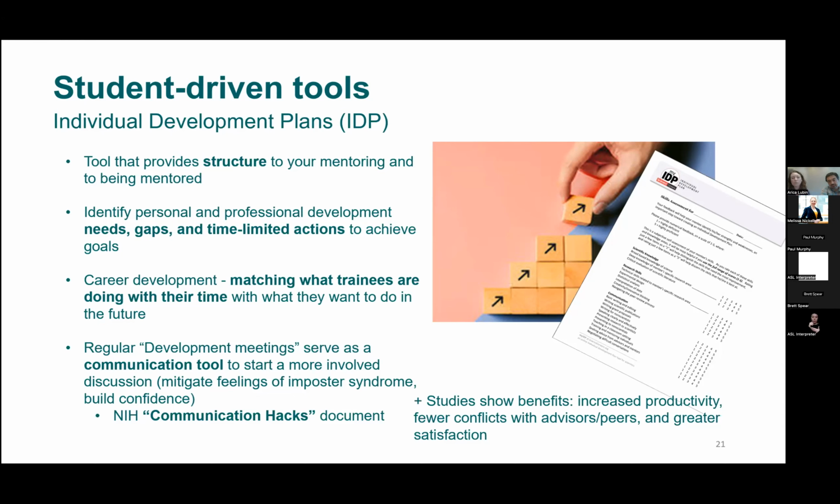And the final piece, which I think is really, really important, is that it provides an excuse, I guess, to have these regular communications with your mentor and your mentee. And so having these regular, as we would describe them, regular development meetings, can serve as a really nice communication tool that not only serves as a check-in point, but can actually help if there are other challenges or concerns that students are experiencing.